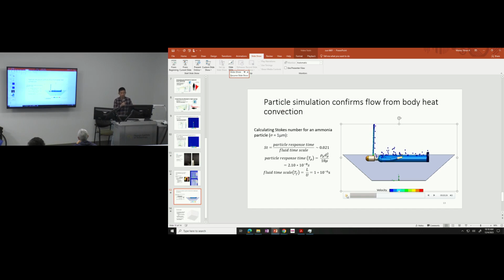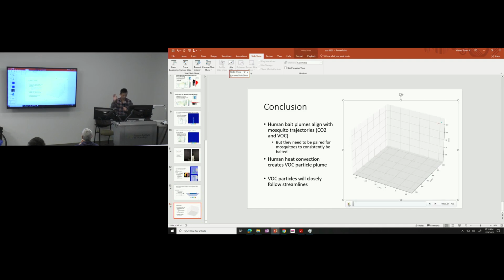And I calculated the Stokes number of an ammonia particle in this flow field to show that the ammonia particles follow these streamlines pretty tightly, and if there's any minimal flow going up, it's going to follow that flow going up. In conclusion, here's all the tracks to visualize because it's quite pretty.